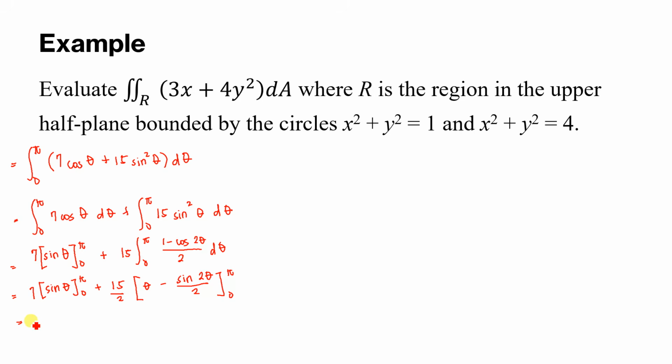So you have 7 sine theta from 0 to pi. So sine pi is equal to 0, and then sine 0 is equal to 0. So 7 times 0 is equal to 0. Okay. Plus, in this case, you have 15 over 2 times pi minus 0, minus 0 plus 0.